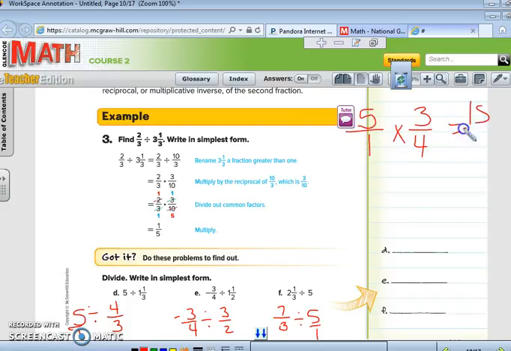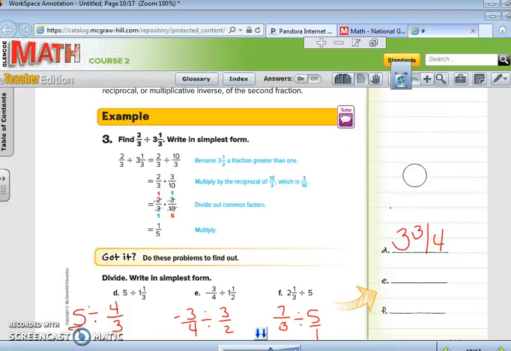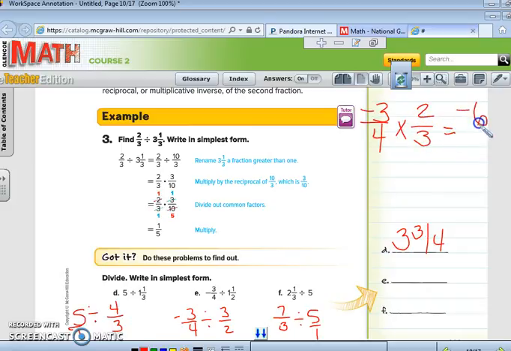So I get 15 over 4. That goes in 3 times with 3 left over. And then keep the denominator, so 3 3/4. On the following problem, letter E, I have a negative, which tells me that my answer is going to be negative. Keep, change, flip. It's going to equal negative 6 over 12, and then simplify, that equals negative 1/2.